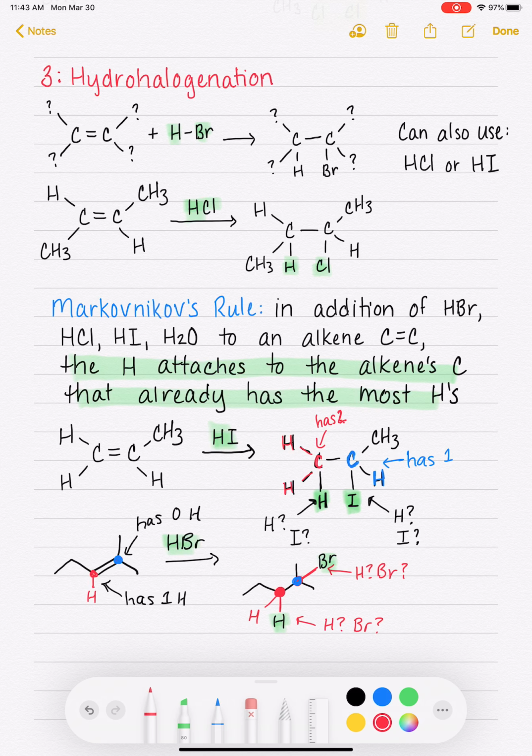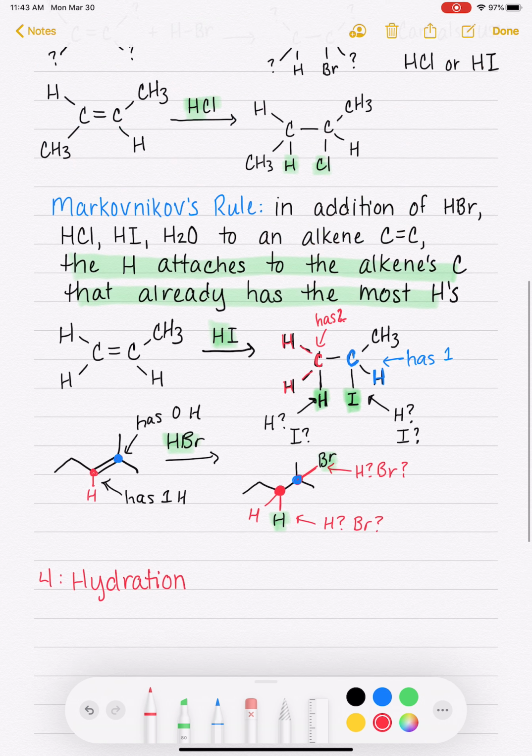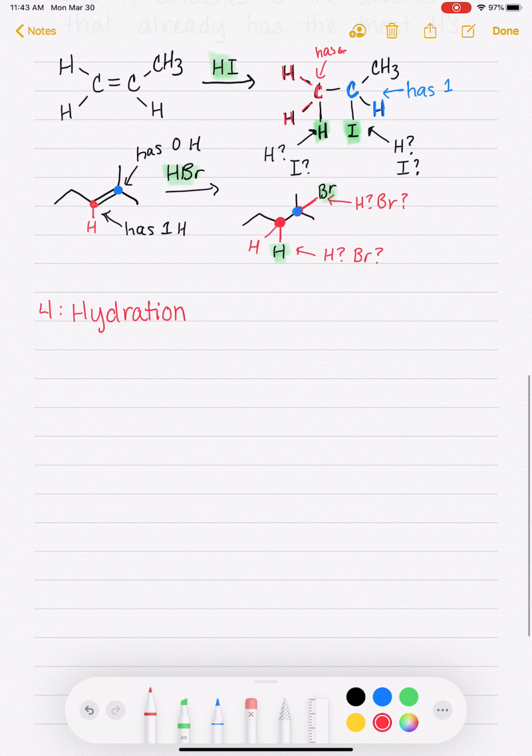We have one more reaction to learn in this section, and this last reaction is called hydration. And once you get the hang of the hydrohalogenation reaction, the hydration reaction is going to be a piece of cake.